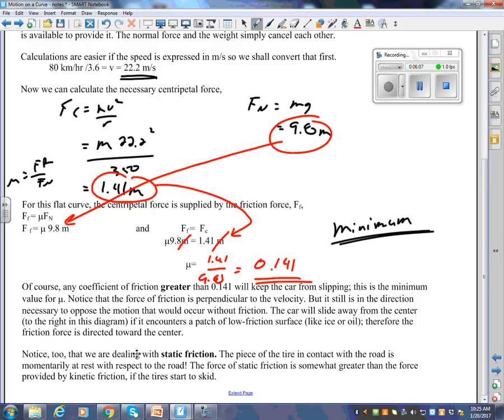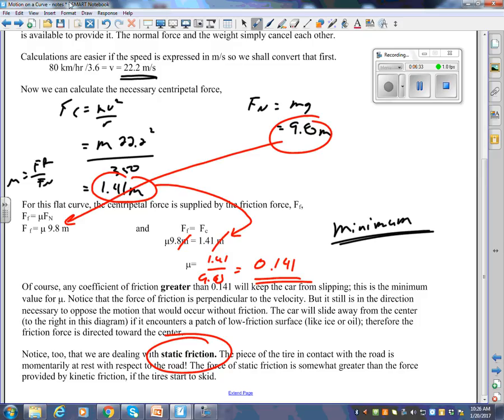Notice, too, that we are in fact dealing with static friction. The piece of the tire in contact with the road is momentarily at rest with respect to the road. The force of static friction is somewhat greater than the force provided by kinetic friction if the tires start to skid. So, in fact, once you start to skid, it's harder to stop skidding because you're now sliding. Okay, so that's sort of how you do it.